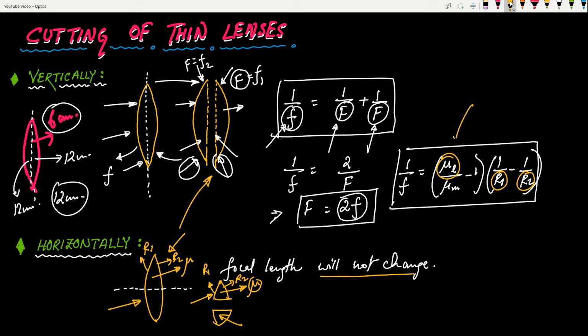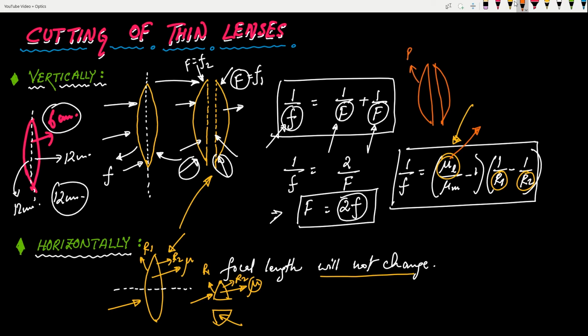Maybe any of these parameters changed while we cut the lens vertically. So let's analyze and things will be clear. When we cut the lens vertically, we get two lenses like this. This is our first lens and this is our second lens. Yes, it's absolutely true that the refractive index of the lens doesn't change, because initially it was made up of glass, and now also it is made up of glass. So refractive index is not changing. The only thing that is changing is r1 and r2.